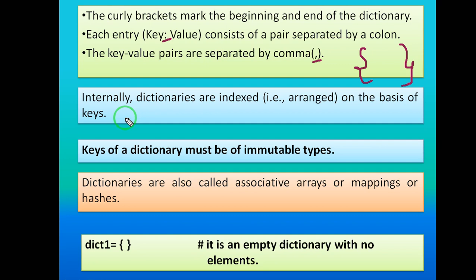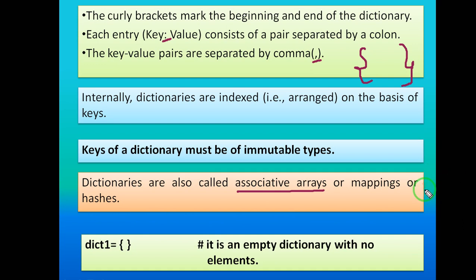The keys cannot be duplicated. You cannot assign two similar keys to the values, but the values can be the same. So the keys of the dictionary must be of immutable type. Now dictionaries are also called associative arrays, mappings or hashes.